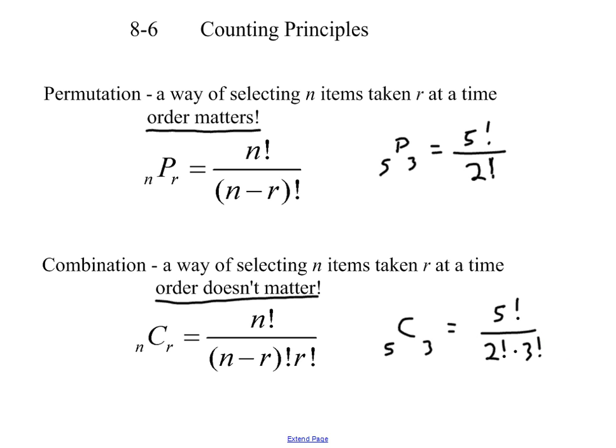Now, using the formula isn't the hard part. Most people are okay with this. The hard part is knowing when to use each of these. And the key is these words. If order matters, we use a permutation. If order doesn't matter, we use a combination. Okay, so let's see some examples. Let's talk about when order matters, when order doesn't matter.